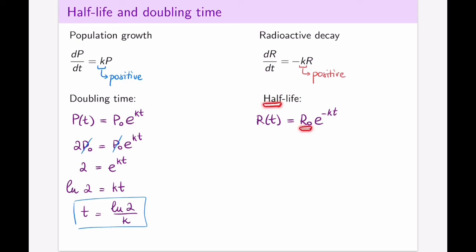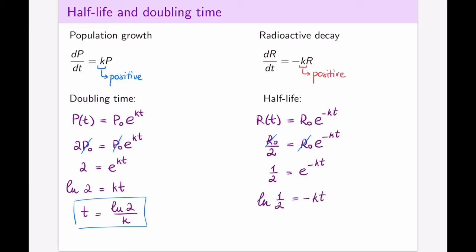If I start with R naught, that means I'm interested in the value for t at which there's exactly half of R naught left. So my equation here is going to be half of R naught is equal to R naught e to the negative kt. Again, I can divide both sides by R naught, assuming that it's not negative, and my next equation is going to be 1/2 is equal to e to the power of negative kt. I can take the logarithm of both sides, and what I will have is ln of 1/2 is equal to minus kt.